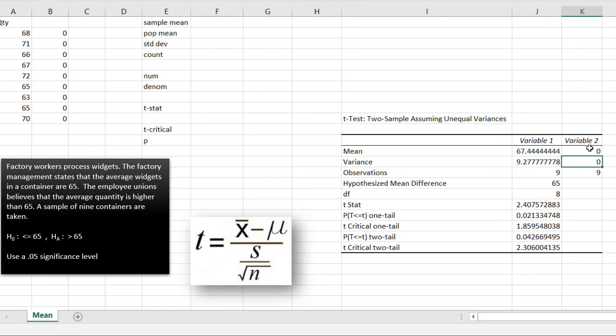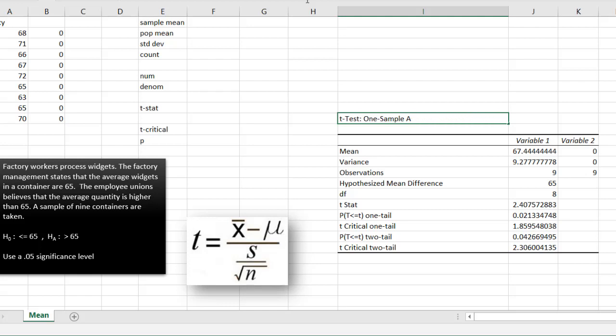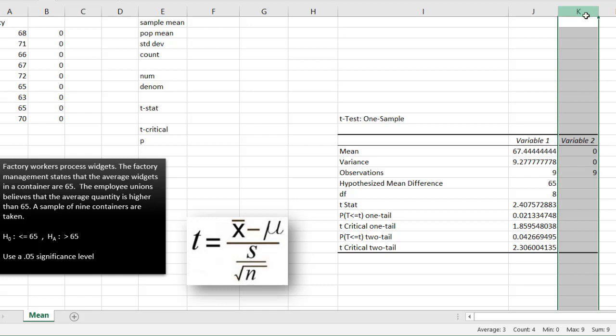You can see here my second variable, it doesn't really output anything here. I'm just concerned with my first variable's data here. And I can just rename this one sample t-test, right? I just call it one sample and get rid of this column. So I have my one sample.